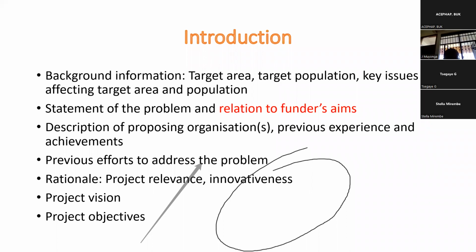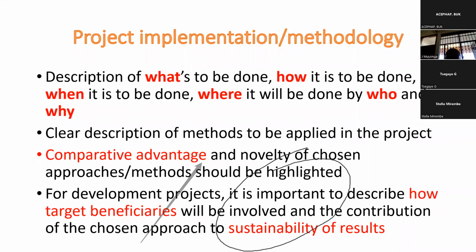Rationale, the project relevance, innovativeness. Try to get a project vision. Let people be able to say what you're aiming to see at the end of the project. Then for the implementation, the user guide is, let it be such that another competent person can actually implement. So have you described your work sufficiently, showing what is to be done, how it's to be done, when it's to be done, where, who, and why? Element why, sometimes we don't pay attention to it, but they are different.